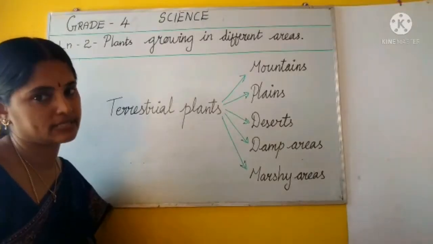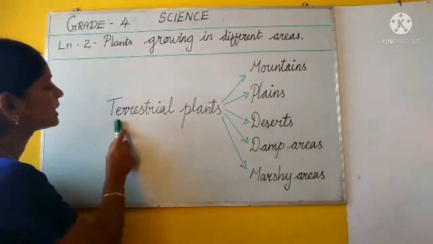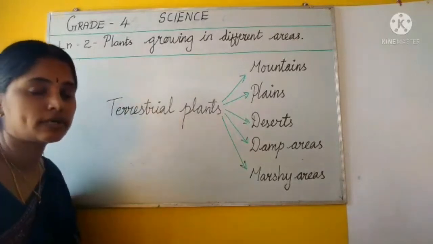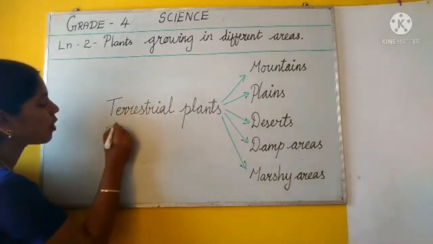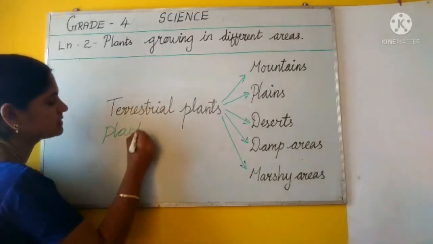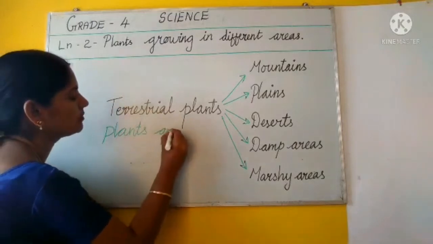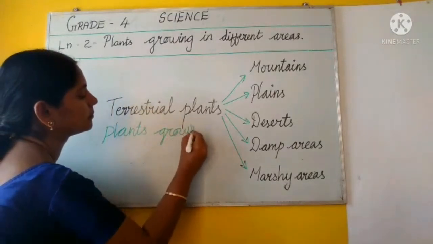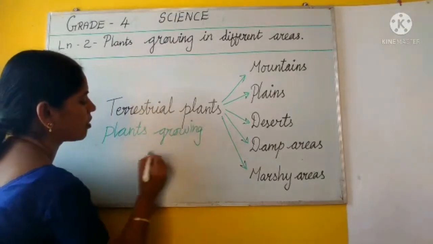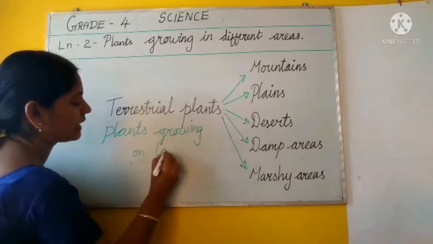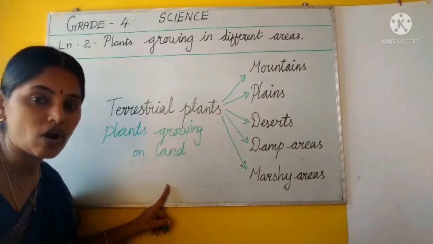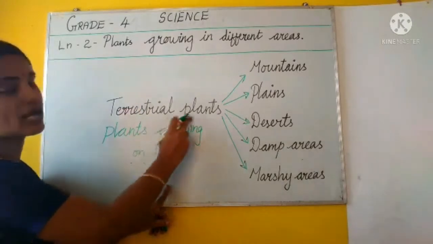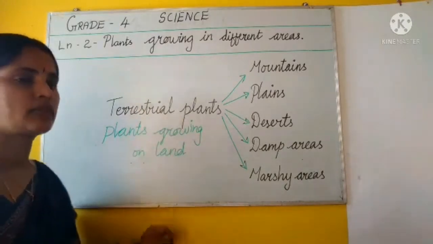Terrestrial plants. What is meant by terrestrial plants? Plants growing on land. Plants growing on land are called terrestrial plants.